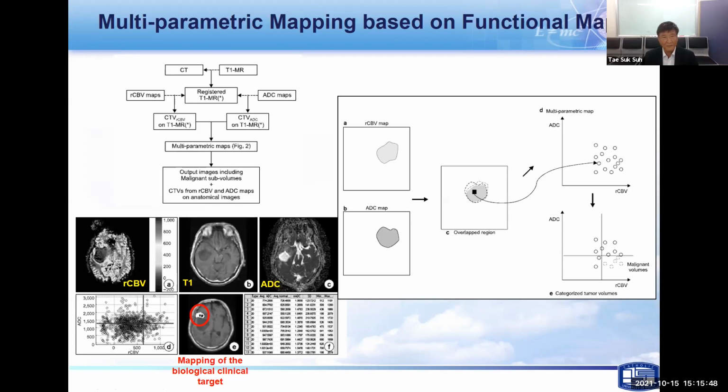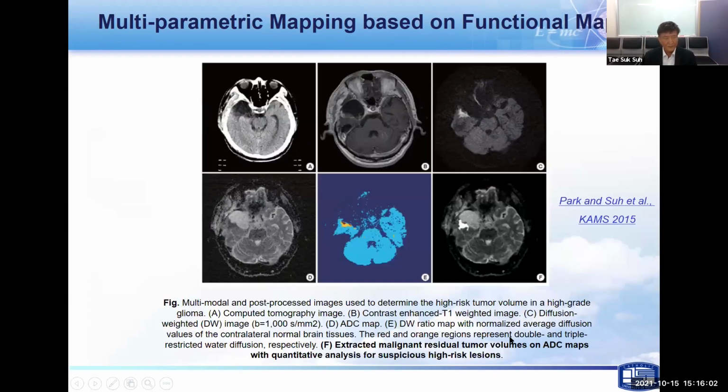I will not discuss in detail, but there is some conversion of the images, then we can easily find some glioma representing the high value of the signal. Therefore, the multimodal and the post-processed images are used to determine the high-risk tumor volume in high-grade glioma. As you see in this figure, we can extract malignant residual tumor volumes on ADC maps through various steps of the mapping techniques.